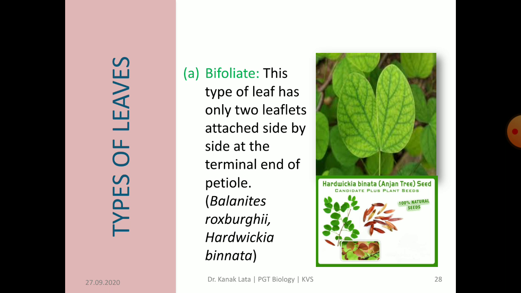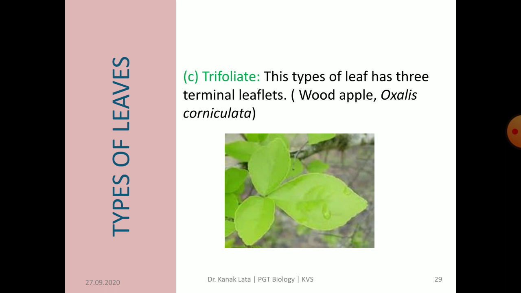Second palmately compound is bifoliate. This type of leaf has only two leaflets attached side by side at the terminal end of the petiole. For example, Balanites roxburghii and Hardwickia binata. You may observe in the given figure. Another palmately compound leaf is trifoliate, meaning three terminal leaflets are present, as in wood apple and Oxalis corniculata. You may observe in the given figure. It is of wood apple.